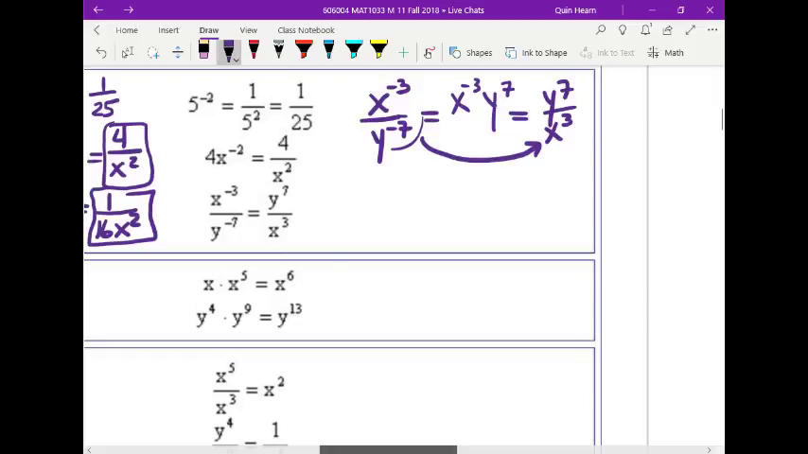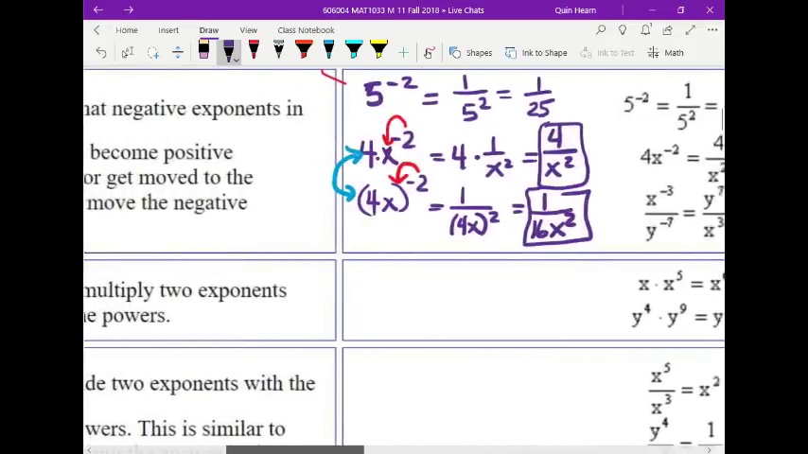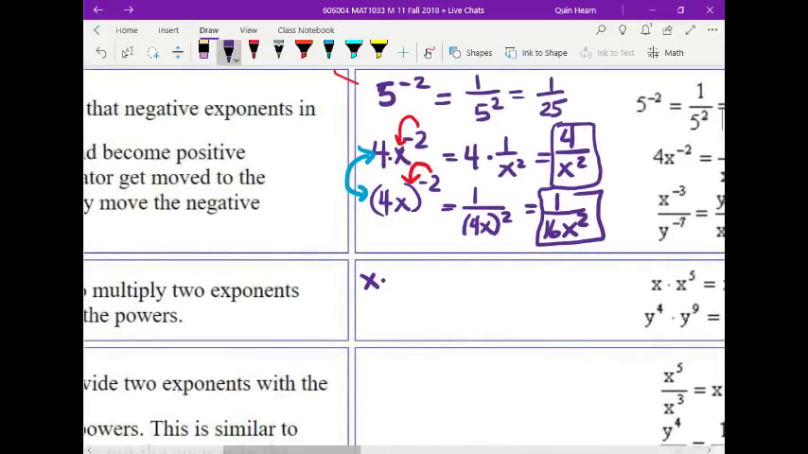Okay. How about x times x to the 5th? This is an example of the rule of multiplying like bases. The bases here are each x. Now one of the exponents is actually invisible. When there's no exponent written, there is a power. That's a power of 1. So when we multiply like bases, we add the exponents. So that would be x to the 1 plus 5, which would be x to the 6th.